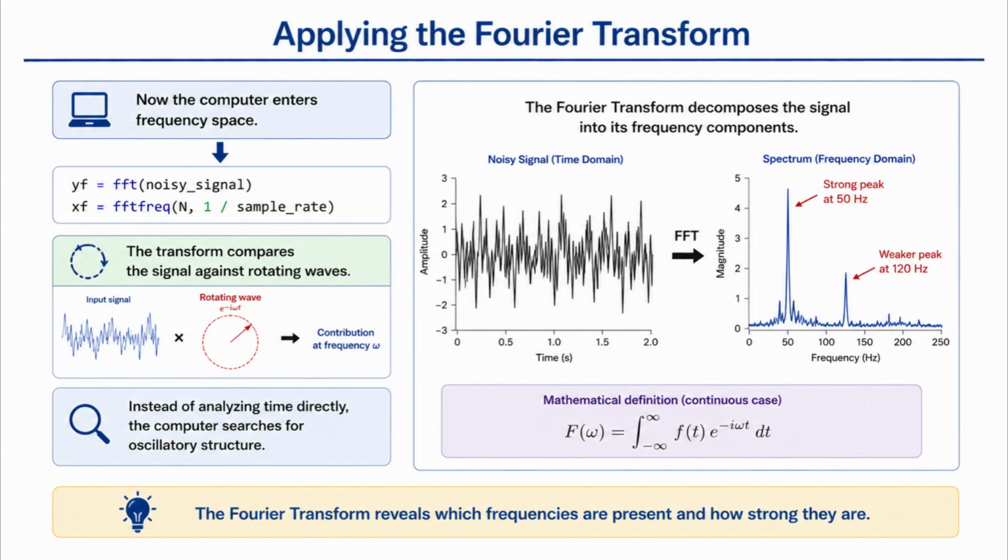Now, the computer enters frequency space. The Fourier transform compares the signal against rotating waves of many different frequencies. Instead of analyzing time directly, the system searches for oscillatory structure. Hidden patterns begin emerging from the noise.